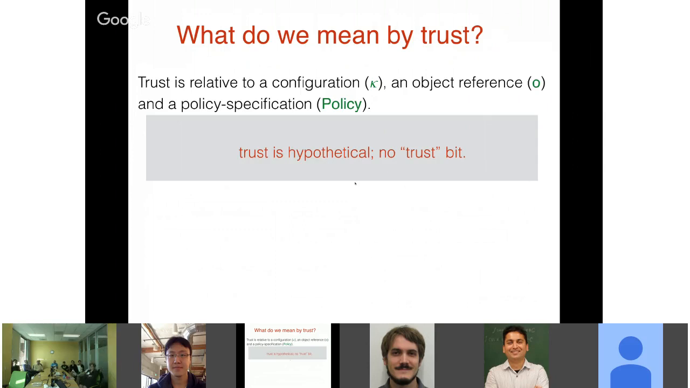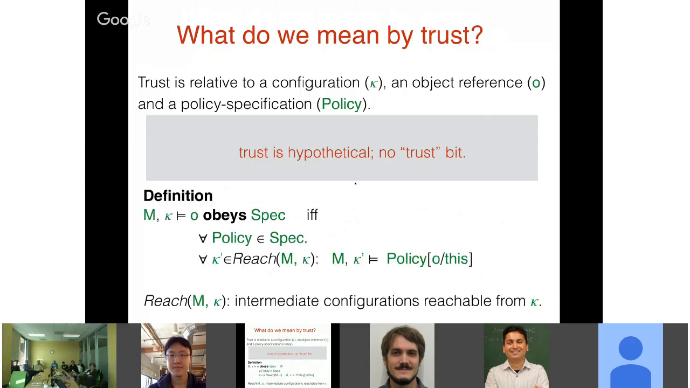And this is what we mean when I say, well, trust is hypothetical. There is no trust bit. We can say, and we will say, the thing appears, some object obeys some specification, right? But it doesn't mean it actually does. Okay, it's a working assumption that we will then use to handle the reasoning.